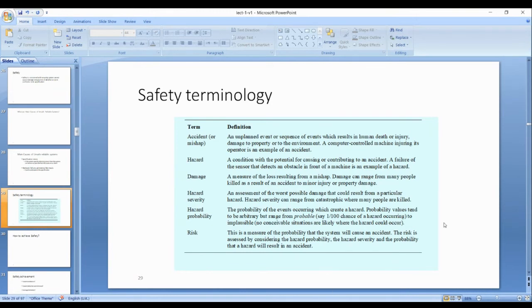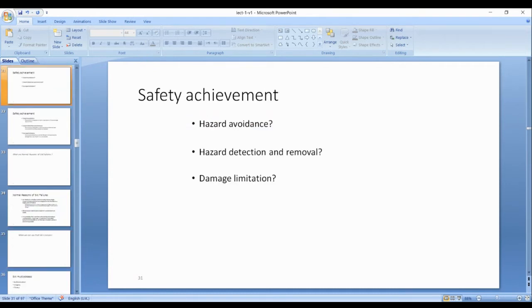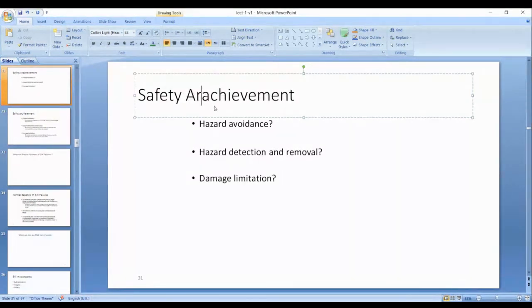How to achieve safety? Safety assurance. We also call them safety assurance. Hazard avoidance, hazard detection and removal, and damage limitation. For example, tsunami. Tsunami hit Japan, nuclear power plant.